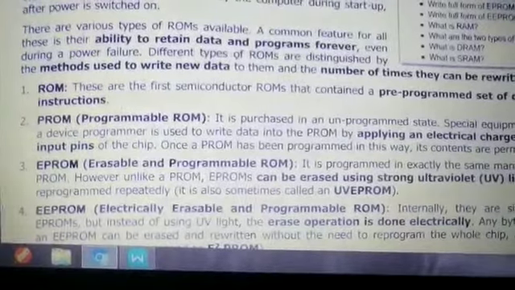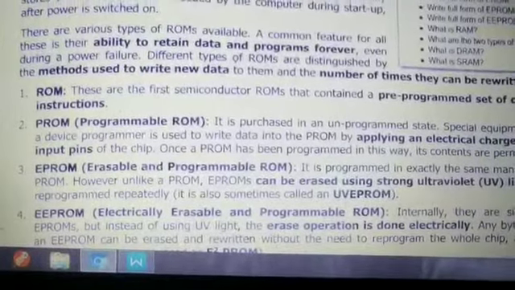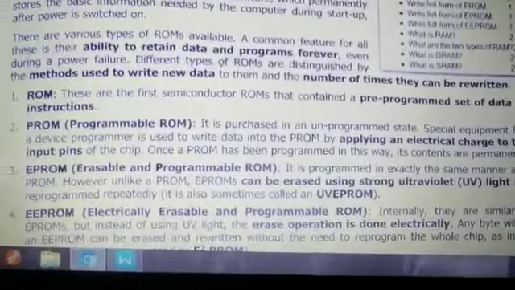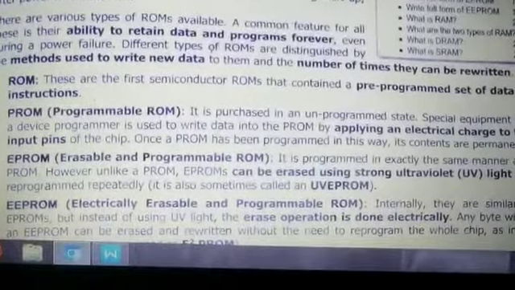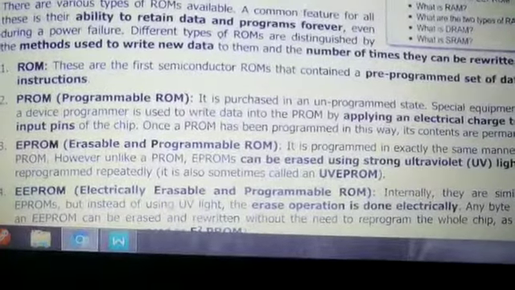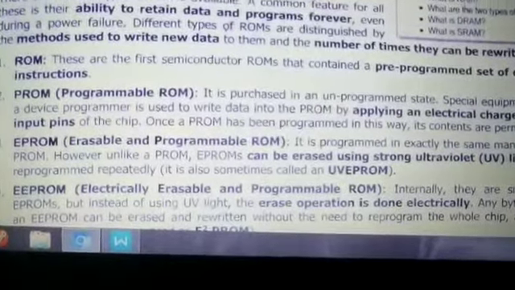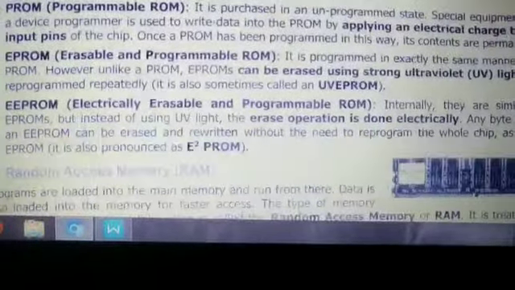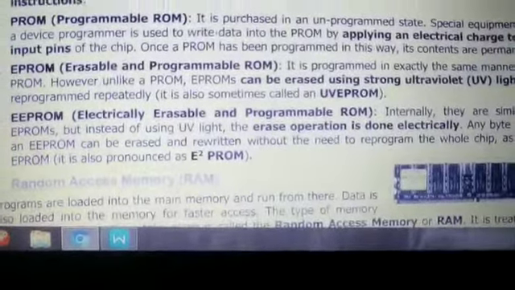Next is EEPROM. EEPROM stands for electrically erasable and programmable ROM. Here also, if you want to erase any information, you can do it in an electrical way. So that's why it is called EE. The double E is used here because you can erase it in an electrical way.